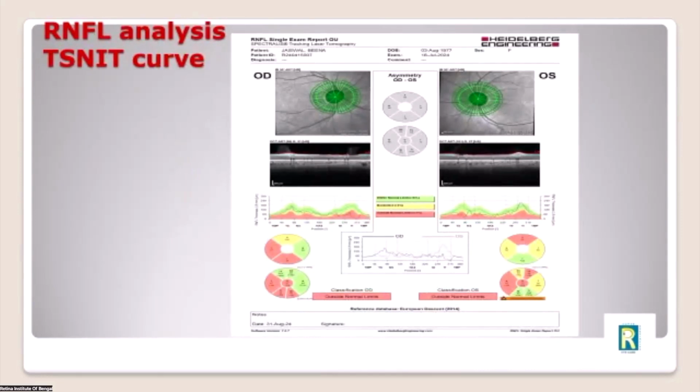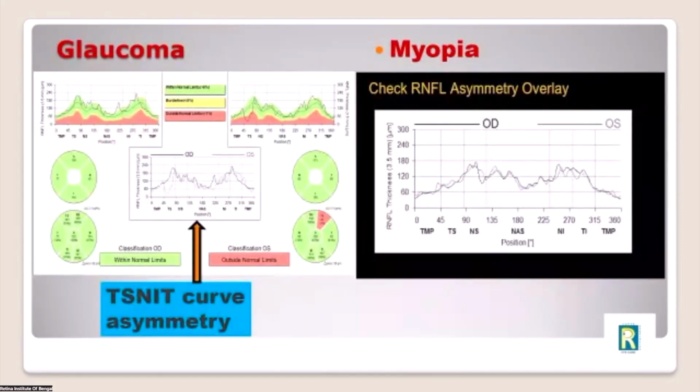Another mode in this machine is RNFL analysis, the TSNIT curve, which is common in other machines also. And this is something interesting. The TSNIT asymmetry has to be established. Here you see a similar defect, this is the TSNIT curve. In both eyes the curves are following each other, but here you can see this is a glaucomatous defect. This curve is not following the other. This is lagging behind. And here you see this is a left eye curve which shows a defect here.